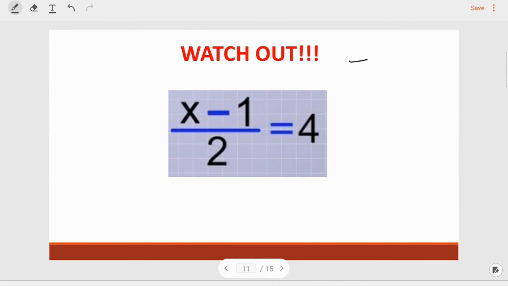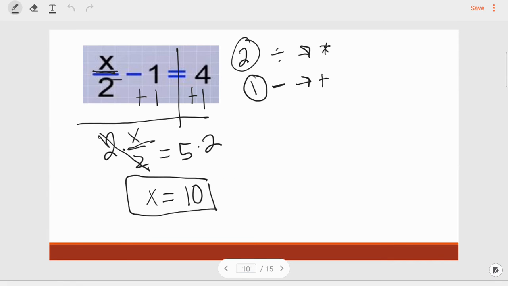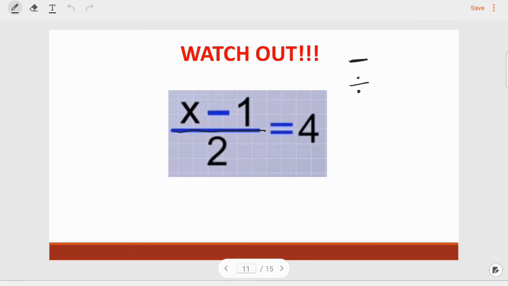Now this next problem is one that you need to watch out for. It also has subtraction and division like the last problem. In fact, it looks almost the same, except for on this problem, the 2 is underneath the x minus 1, and on this previous problem, the 2 is only underneath x.